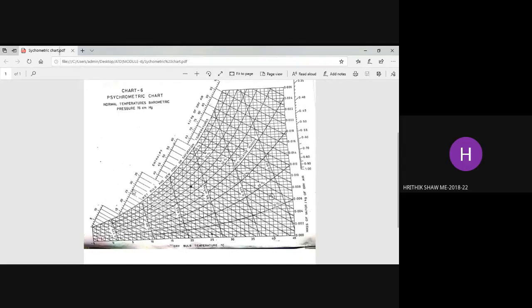Sir, it will become 30 only? Yes, no problem. We will take the WBT value where it is intersecting the line. WBT and enthalpy are the same. WBT lines and enthalpy lines are the same. The WBT line is also an inclined line, and your enthalpy lines are also inclined lines. On that line only you can take. Same thing. Understood? Yes, sir.